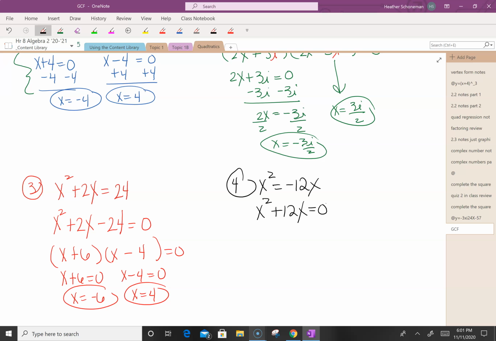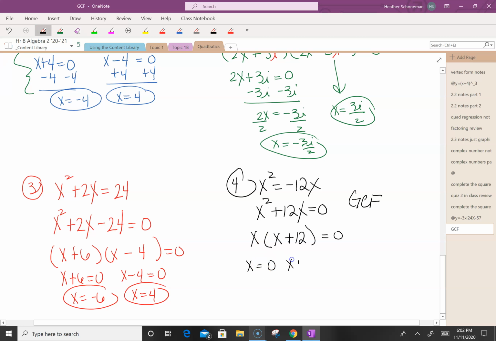which means I need to look for the greatest common factor. There is no number greatest common factor, it's just a variable of an x. So I take out an x and I'm left with x plus 12. So now to solve, either x equals 0 or x plus 12 equals 0. So I get x equals 0 or negative 12.